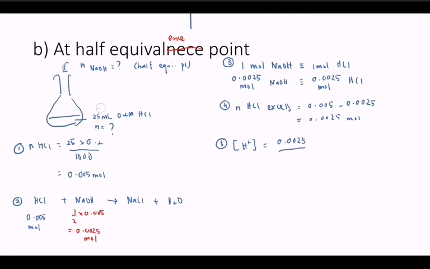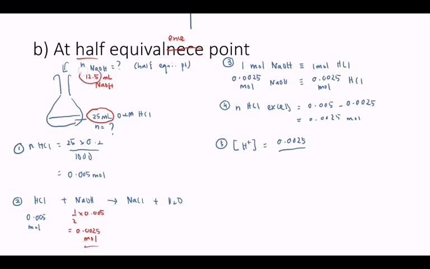So, in this solution, we have 25 ml of HCl. And untuk NaOH, dia tak beritahu kan? Tapi dia kata separuh. So, maksudnya separuh daripada 25 ml lah. So, we have 12.5 ml NaOH sebenarnya. Okay, dari situlah sebenarnya datangnya 0.025 mol NaOH ni.